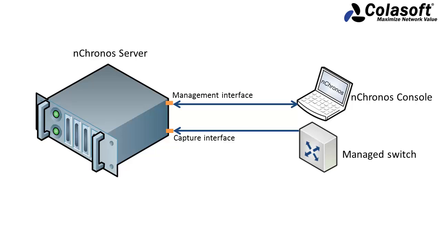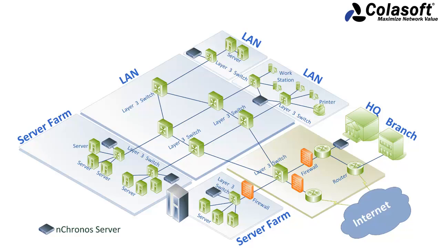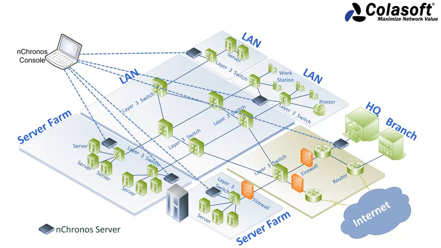capture the network traffic. To effectively monitor and analyze your network, the most important thing is to capture the right traffic. This means you will need to install the nchronos server in the right location on your network. The first and most popular implementation method for deployment for nchronos is to deploy nchronos server on a layer 3 switch on a server farm in LAN. This will allow nchronos console to access the servers and collect the traffic data for each server or LAN.